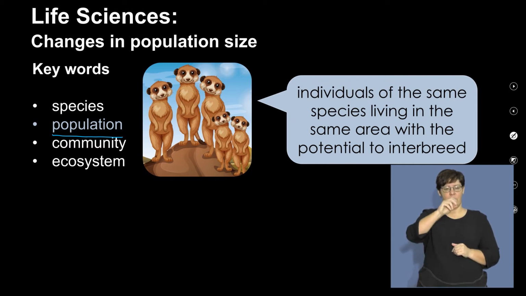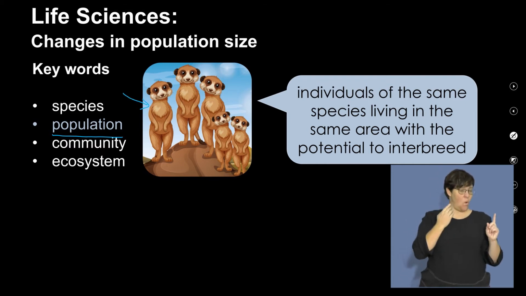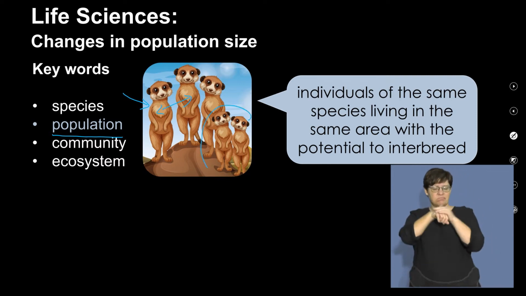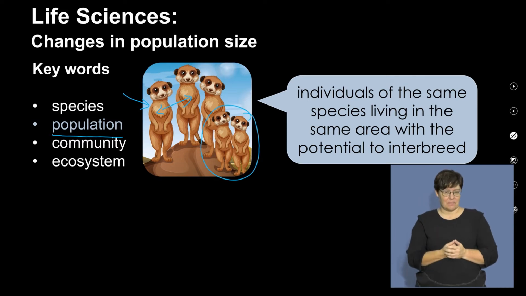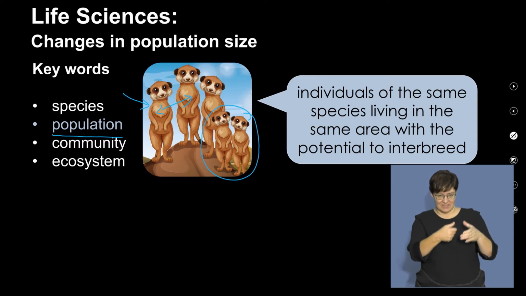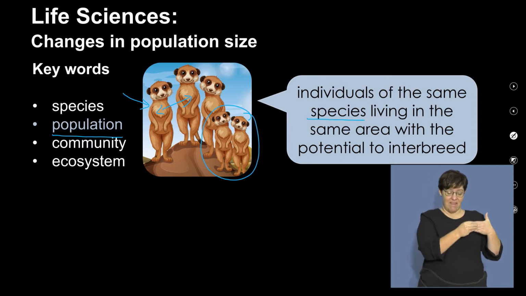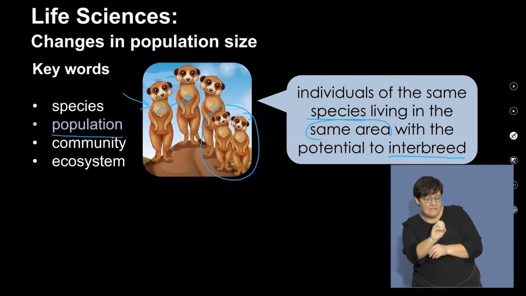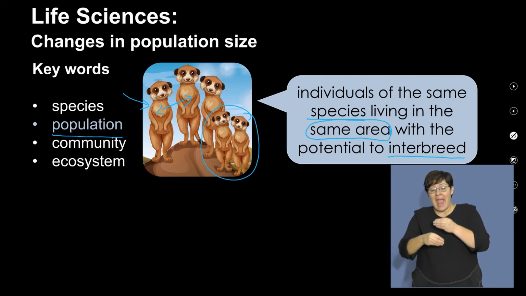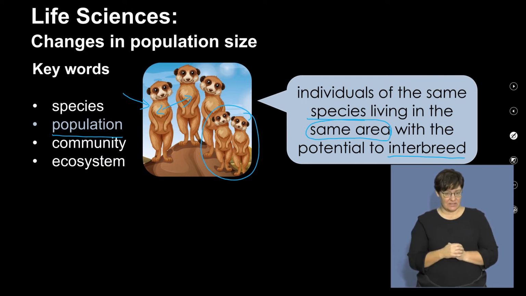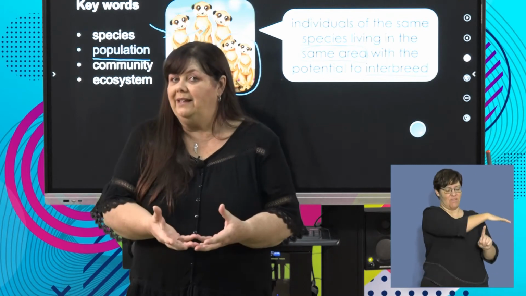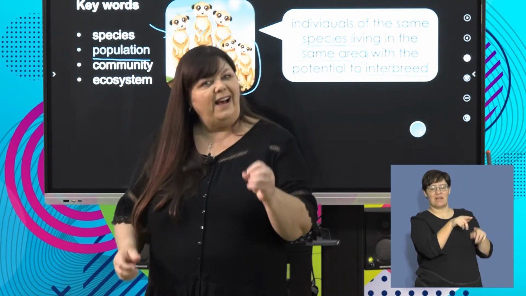So here we've got our little meerkat and all of his or her friends, and they can mate and they can produce offspring. And we call them a population. So they are members of the same species. We know because they're the same species, they have the potential to interbreed, but here is something extra we're adding to our definition of population. The individuals of the species must live in the same area in order for it to be defined as a population.